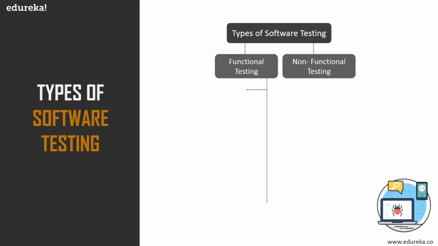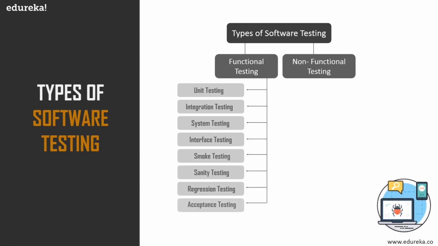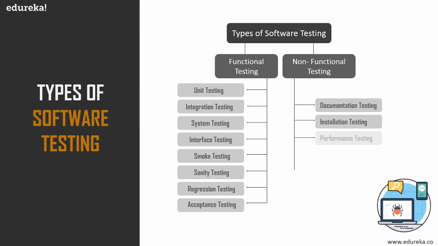Under functional testing, we have further categories such as unit testing, integration testing, system testing, interface testing, smoke testing, sanity testing, regression testing, and acceptance testing. While explaining all these types of testing in this session is out of scope, if you want to know more, there are separate videos in the software testing playlist on the Edureka YouTube channel. So go ahead and take a look. Moving on, under non-functional testing as well, we have multiple types like documentation testing, installation testing, performance testing, reliability and security testing, and many more.